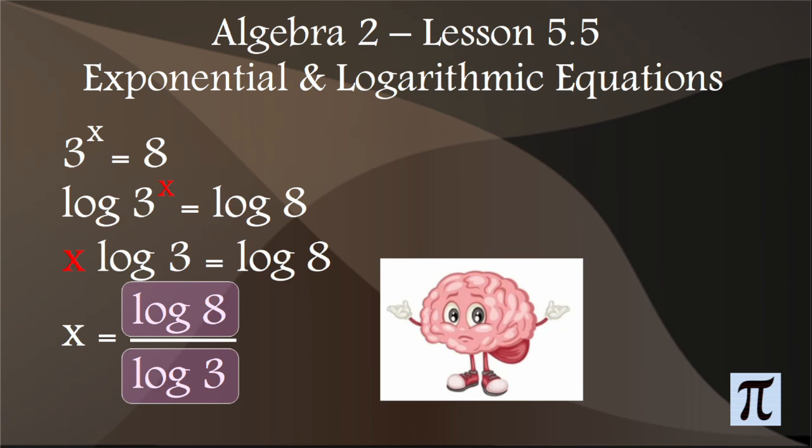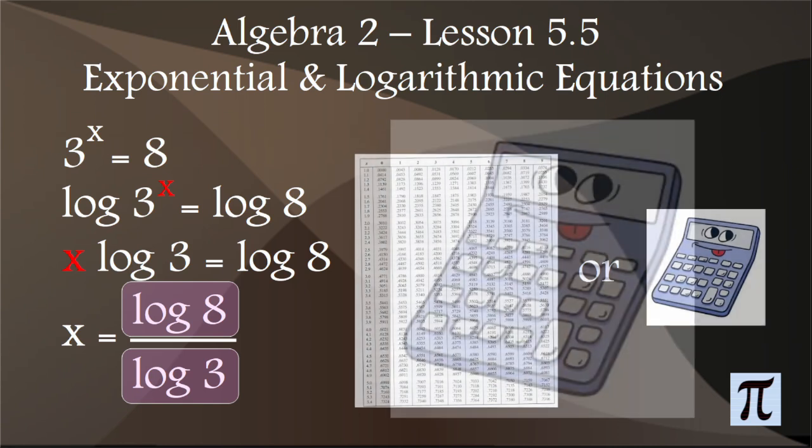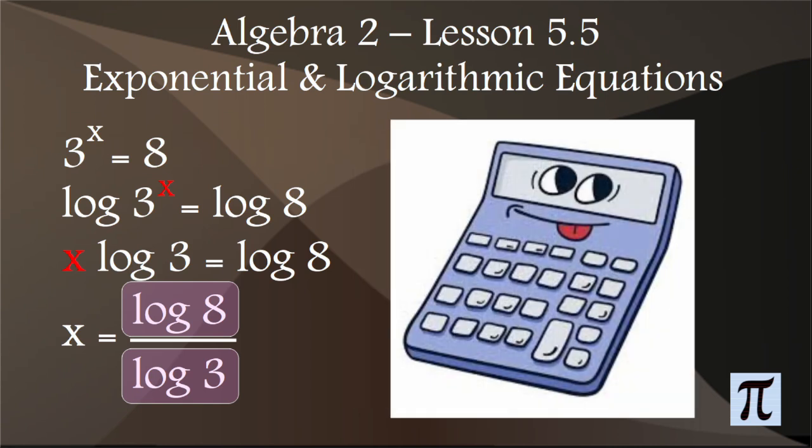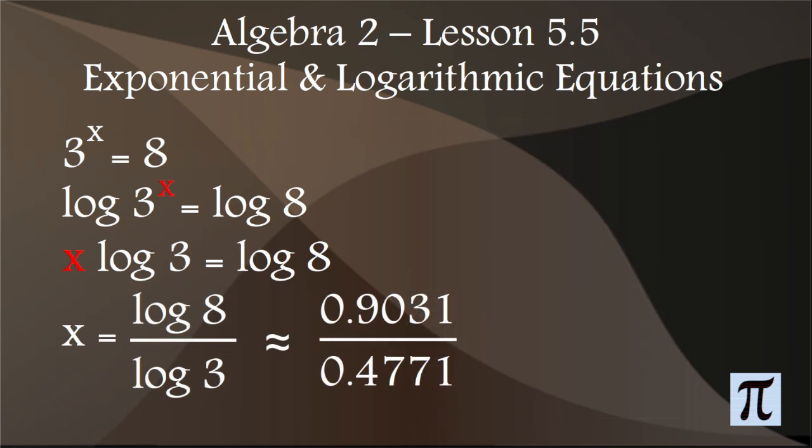Well, what do we do with these expressions? Well, if you remember, we have a choice. We can use a log table or just use a calculator. So for the time being, we'll just use a calculator because it's easier. Using a calculator, we can find that log of 8 is approximately 0.9031 and log 3 is approximately 0.4771. And that equals approximately 1.8929. And that's our answer.